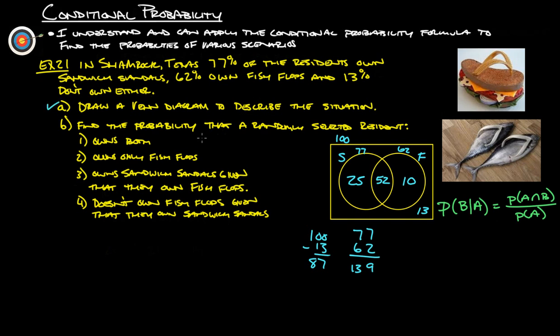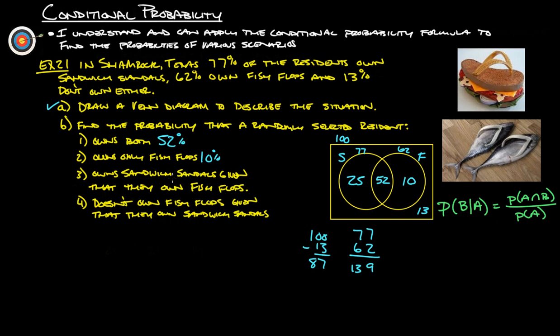Find the probability that a randomly selected resident owns both. That's here in the middle, that's 52%. How about owns only fish flops? That would be 10%, because that's just the fish flops over here.